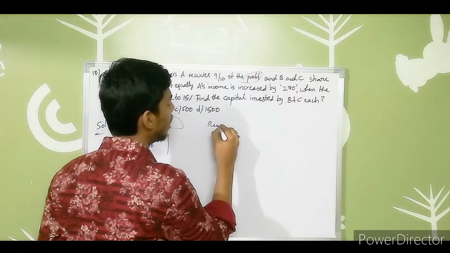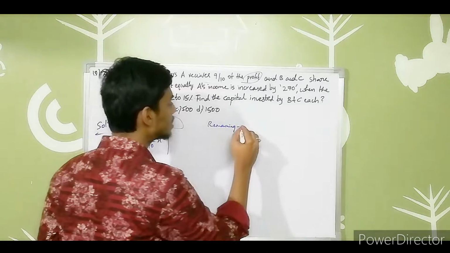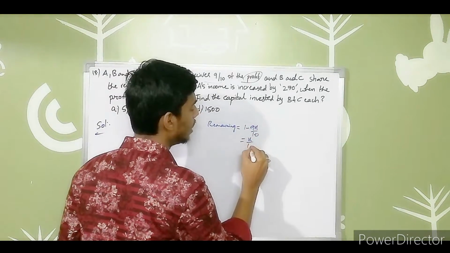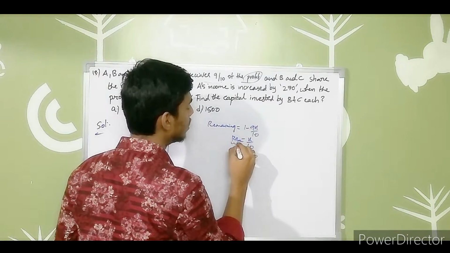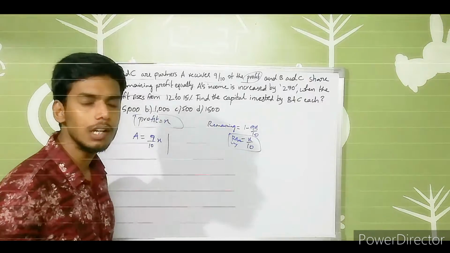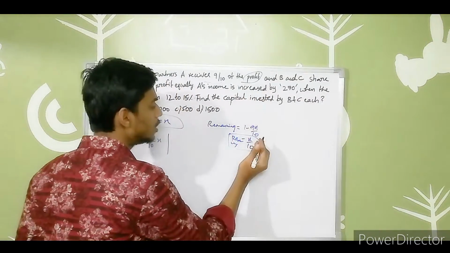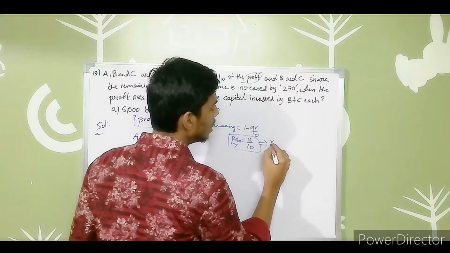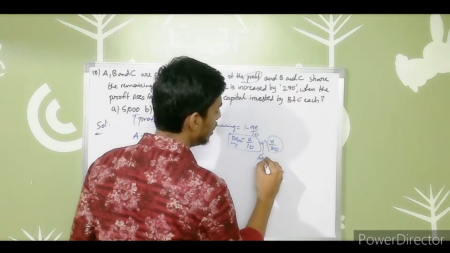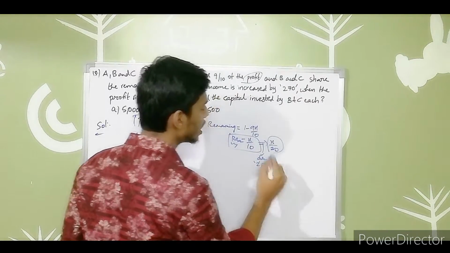So how do we calculate the remaining part? 1 minus 9x by 10. So what will we get? x by 10. So the remaining is x by 10. From that remaining, B and C shared equally. That means we have to divide this into two parts, so we have to divide by 2. So what do we get? x by 20.